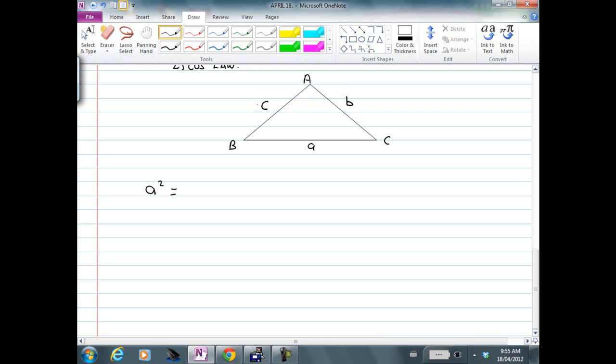Okay. A squared equals to. Choose any of these sides next to you. It doesn't matter if it's B or C. Let's choose B. So go A squared equals to B squared plus C squared. Some of you say, hey, Mr., doesn't that look like Pythagoras? In a way, yes. But we're not done yet. A squared equals B squared plus C squared minus 2BC.